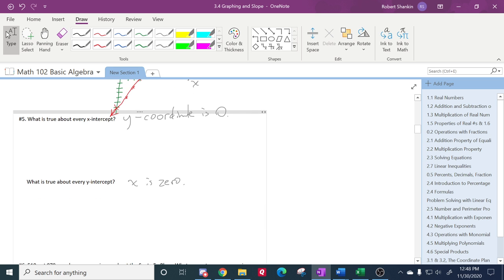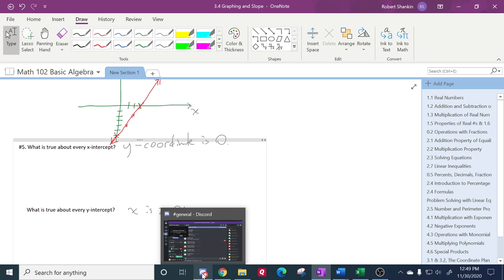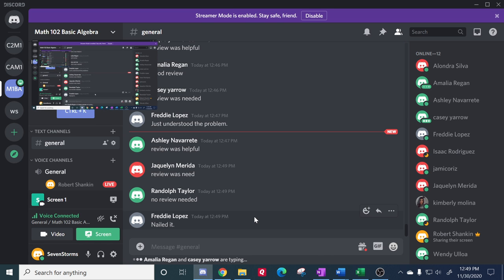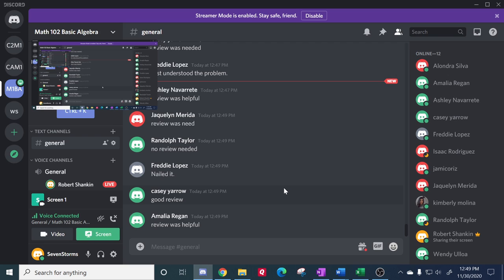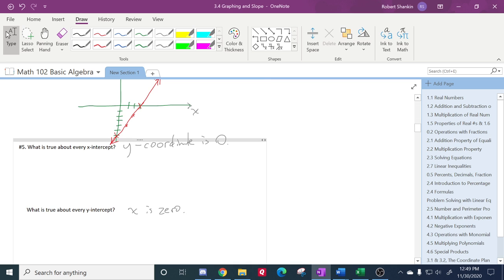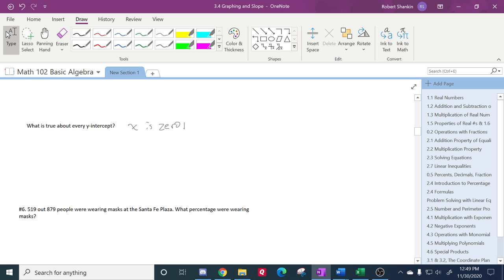Alright. Brief bit of feedback on number 5. Number 6, 519 out of 879 people were wearing masks at the Santa Fe Plaza. What percentage were wearing masks?